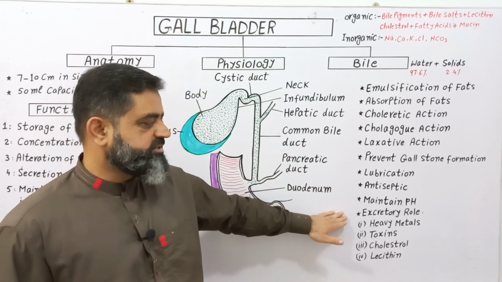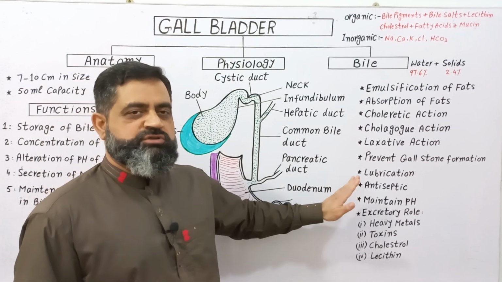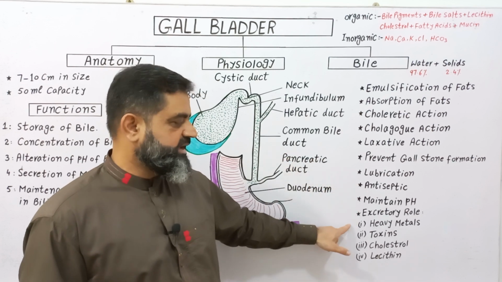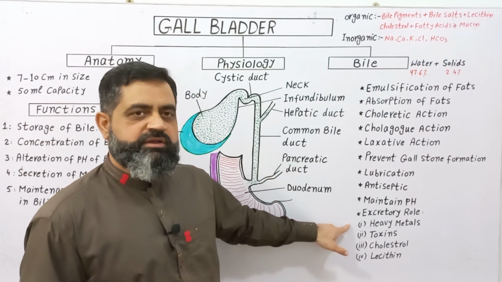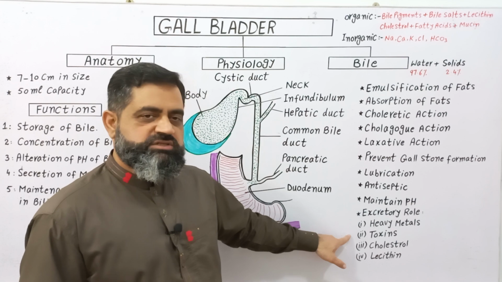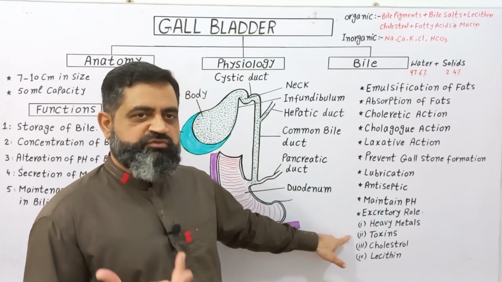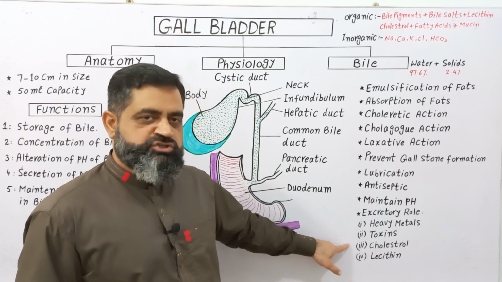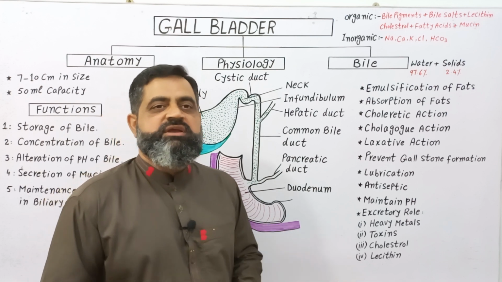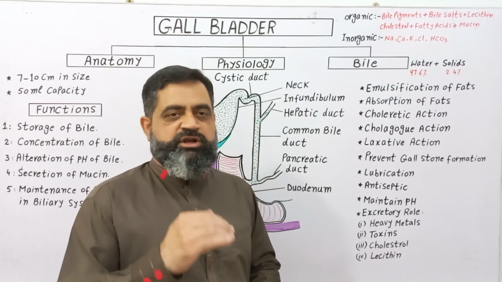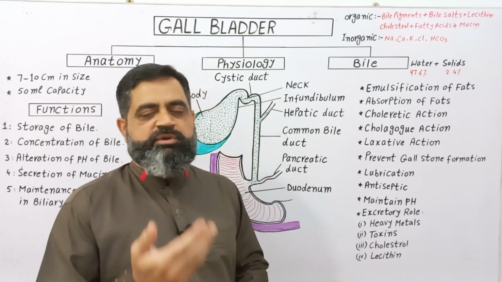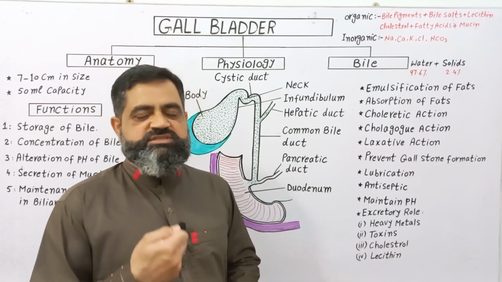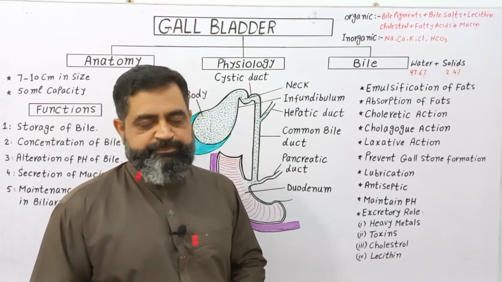It also helps in the excretory role because some materials from the liver can be excreted through bile, like heavy metals, lead, mercury, copper, etc. Some special types of toxins can also be removed through the gallbladder. Bile salts, cholesterol and lecithin can also be removed from the liver into the gallbladder, and then from the gallbladder into the small intestine, and from the small intestine through feces to the outside of the body.